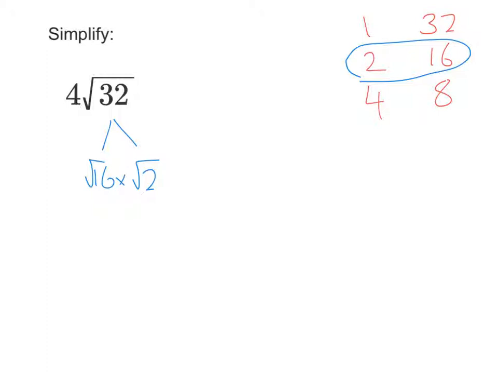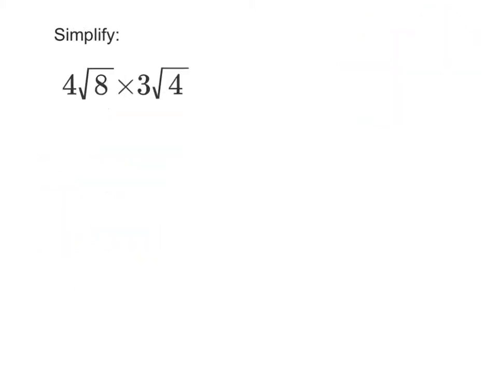But what we need to do now is include the 4. Okay? 4 stays the same, but the root 16, square root 16 we know is 4, and the root 2 is an irrational number, so that stays the same. And we know what 4 times 4 is, so that is 16 root 2 is our final answer.